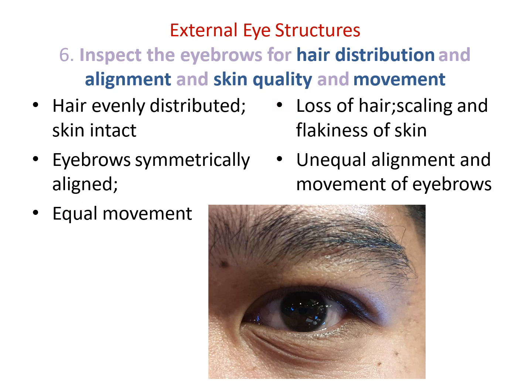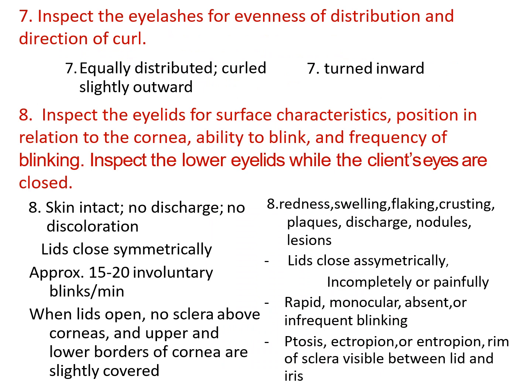So abnormal findings are loss of hair of the eyelids, the eyelashes, presence of scaling because of the dryness, as well as flakiness of the skin. And of course, another is an unequal alignment and movement of the eyebrows. Next, inspect the eyelashes for evenness of distribution and direction of curl. So the quality of the distribution should be observed and it should be curled outward because if the eyelashes are curling towards the eye or inside, it may cause an irritation.